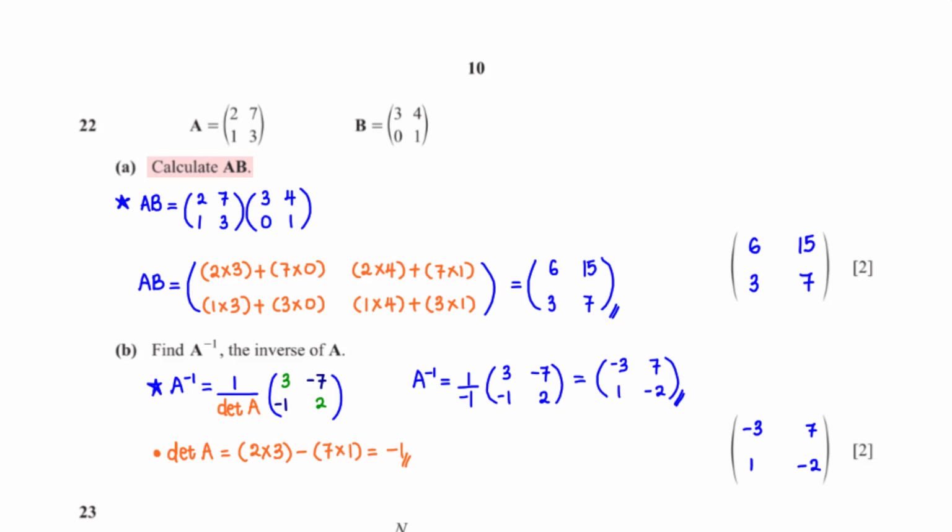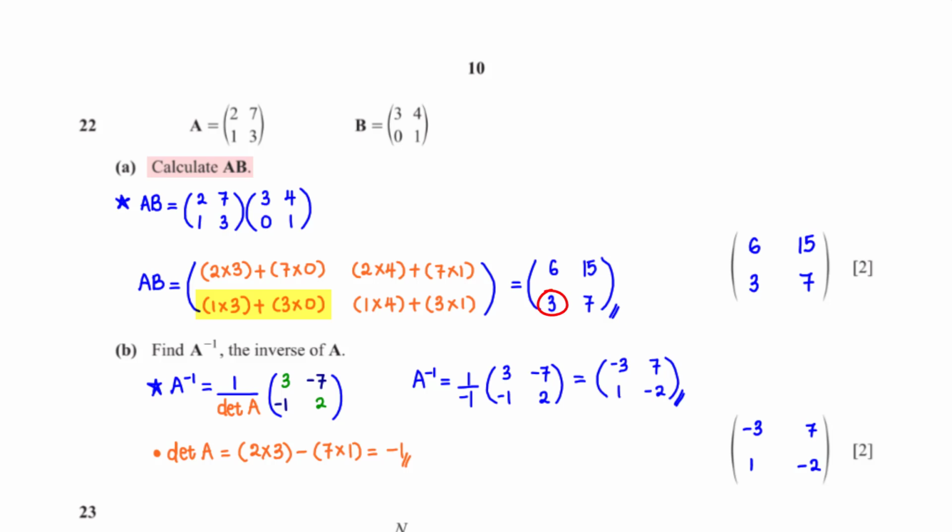Calculate AB. Matrix A and matrix B are 2 by 2 matrices. And so when we multiply these two matrices, the result should be a 2 by 2 matrix. To get the number in this position, we multiply the elements in row 1 of matrix A with the elements in column 1 of matrix B. This gives us 6. To get the number in this position, we multiply the elements in row 2 of matrix A with the elements in column 1 of matrix B.